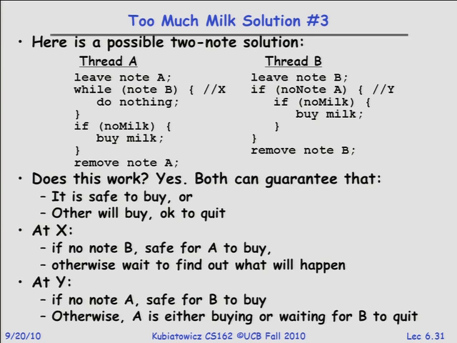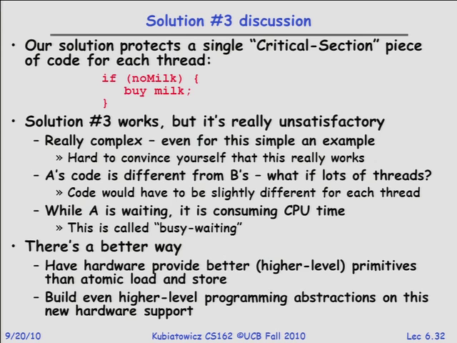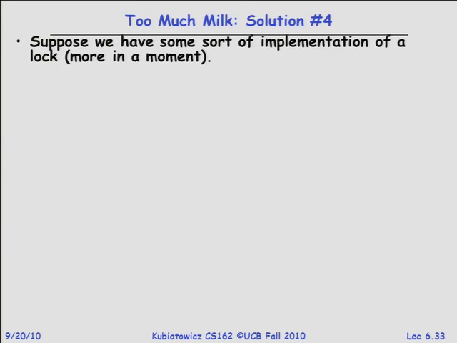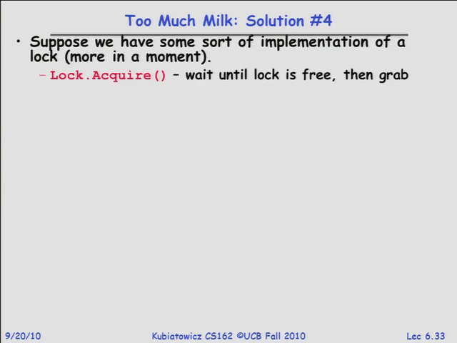And there's a better way, and that better way is to have the hardware provide better primitives. I'm going to quickly show you a good solution here. Suppose we have a lock. I haven't told you how to do a lock, but suppose we do. Then we might have a lock acquire and release, where acquire waits until the lock is free, then grabs it, and lock release is unlock. But notice this wait here. I haven't specified whether it is busy waiting or not.